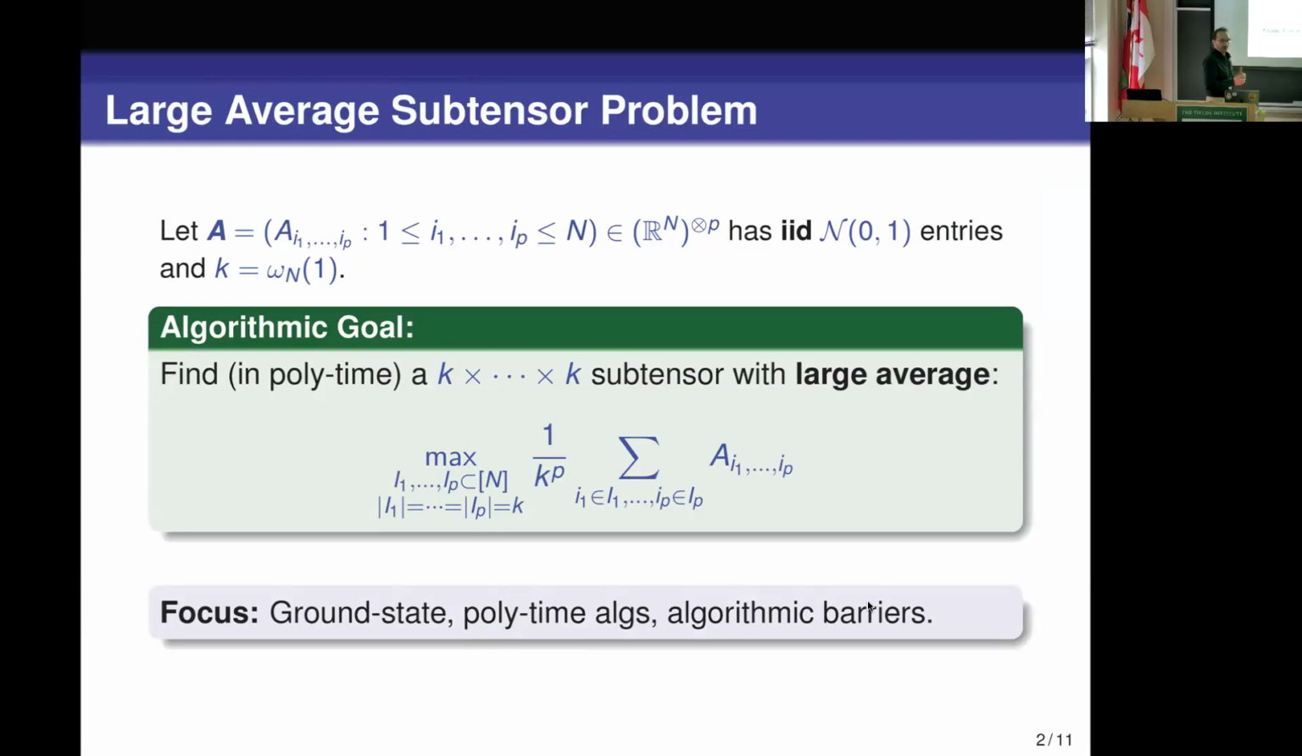We want to find in polynomial time an order P subtensor of dimension k that has large average entry. So this corresponds to solving this random optimization problem where each vector encodes which coordinates I get to keep along each mode. And the particular focus today will be on the ground state, which is the optimal value of this. What are the polynomial time guarantees, as well as some algorithmic barriers. And everything is average case.